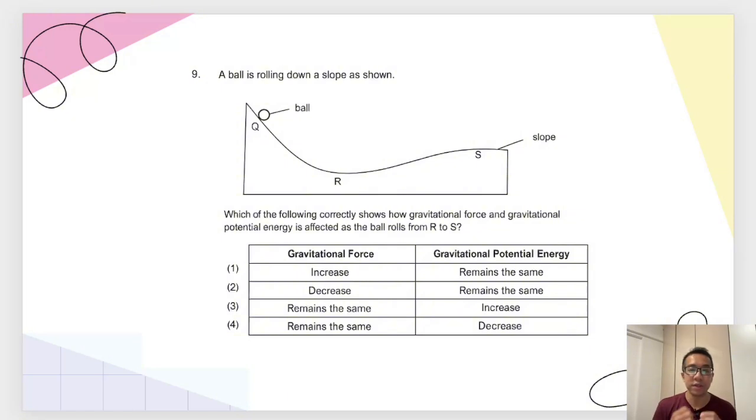Why? Because as we talked about earlier, GPE is mass times gravitational field strength times height. So there is a height there. If the height increases, your GPE increases as well. So the answer for this question is actually number 3. Your GF, gravitational force, stays the same when it goes from point R to S. And for the same point of R to S, your GPE actually increases because there is an increase in height. That is why the correct answer is number 3.